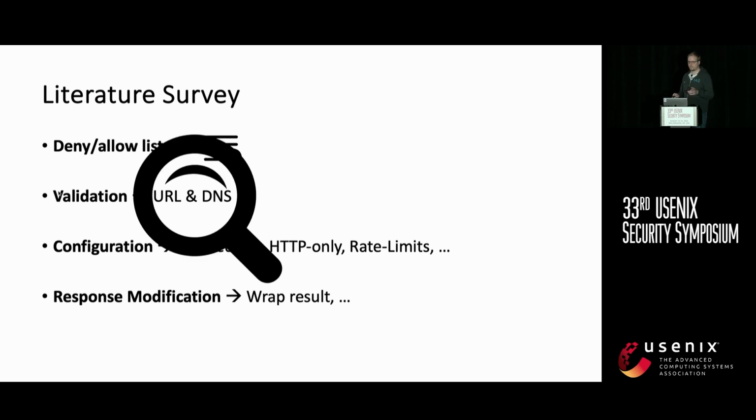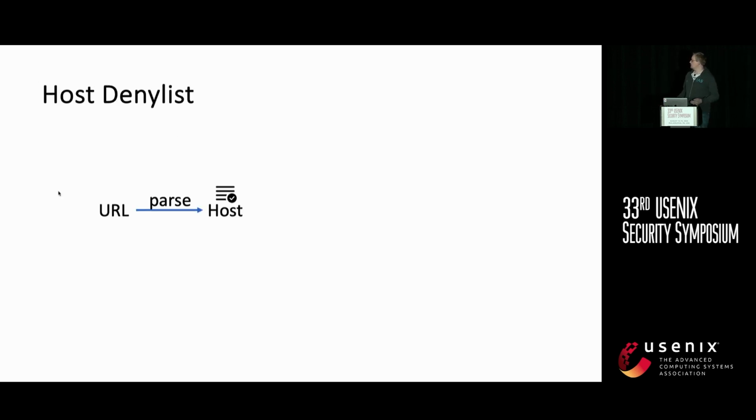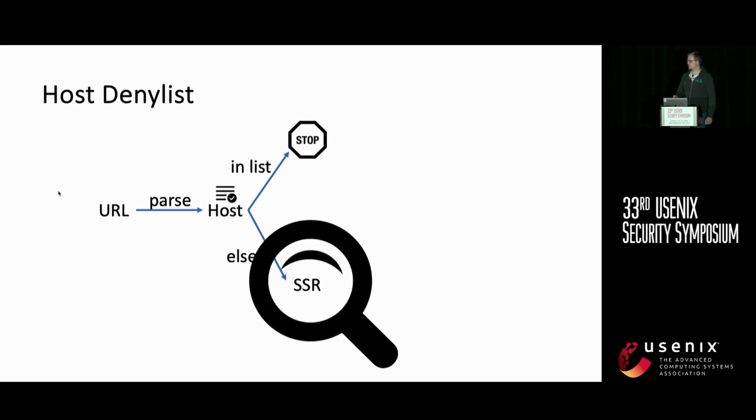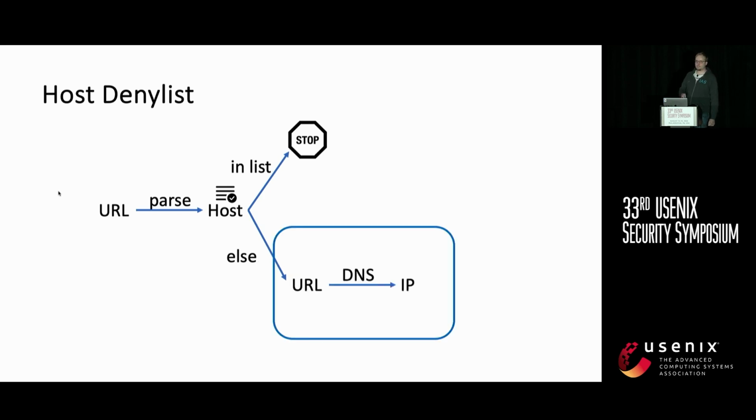And let's look deeper into this validation thing. Let's say we have a deny list, so a list of targets we don't want to request. We could just go ahead and say, okay, we take the URL from the user, we parse it, we get the host, we check it against a list of known hosts that are bad, and if it's in the list, we stop with the request. Otherwise, we conduct our server-side request. But what does conducting this request actually mean? For this, the system has to resolve the domain to the IP, because the request is obviously made against the IP address and not the domain itself, right?